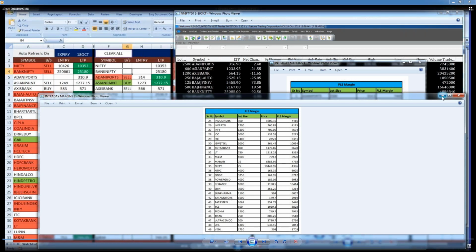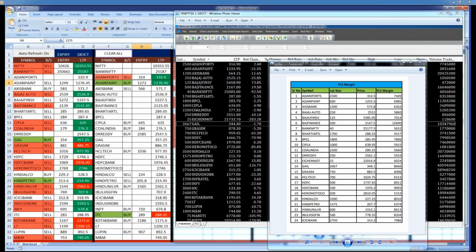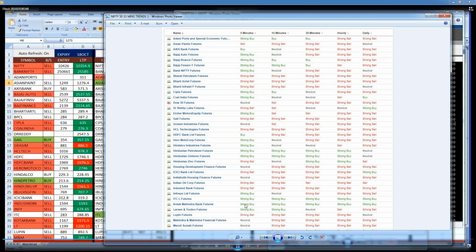And my indications for tomorrow for Kotak Bank is, you can clearly see here, Kotak Mahindra Bank futures, 5 minutes it's a strong buy, 15 minutes it's a strong buy, 30 minutes it's a strong buy, hourly it's a strong buy, and daily it's a strong buy. So I can carry over this trade. I can be bullish on Kotak Mahindra Bank.